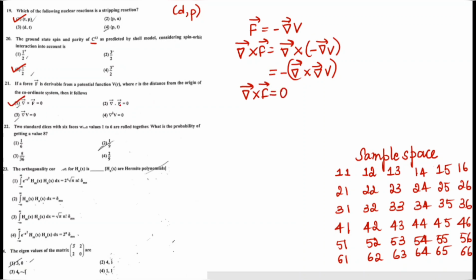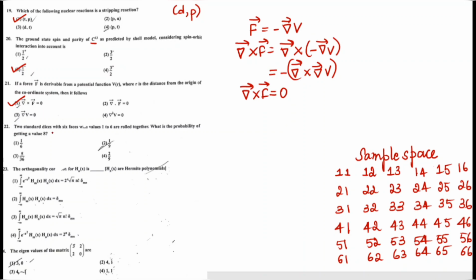Second, we have divergence of F vector, which is not equal to 0, and gradient of V vector, which is not equal to 0, and the Laplace equation of V, which is not 0. They have given it to be 0, but it is not equal to 0. So for the 21st question, the correct answer is option 1. Let us move to the next question, that is the 22nd question.